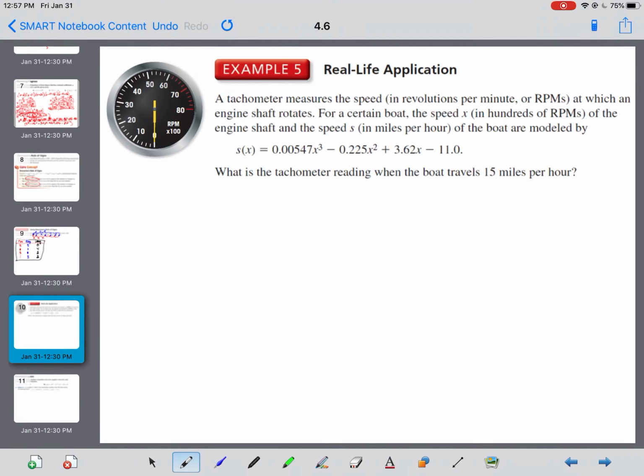They give you a thing and they say, here's what it equals. Find the place where it equals that. So the easy way to do that is to graph it. You just have to know what to put where, okay? So the speed x of the engine shaft, and then speed s in miles per hour of the boat, 15 miles per hour. See how I did it in blue? That's speed s. S is on this side. X is on that side. So 15 equals all of this stuff.